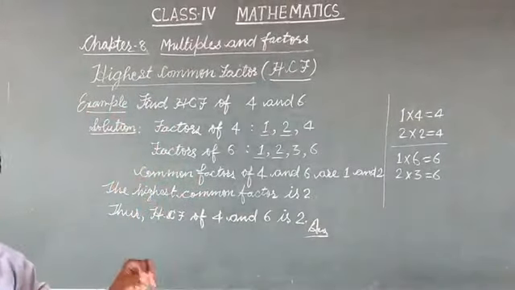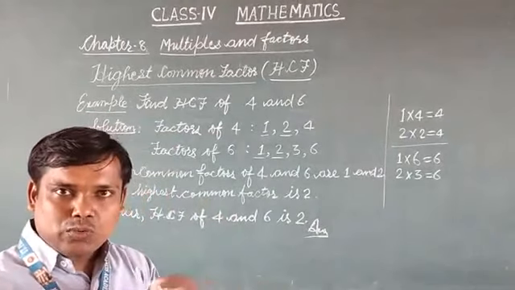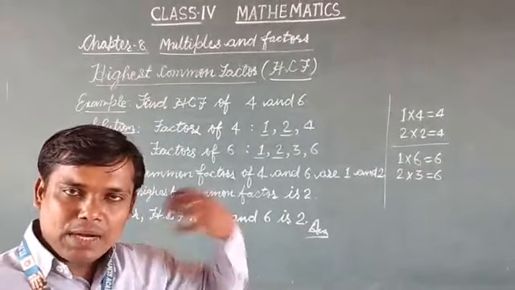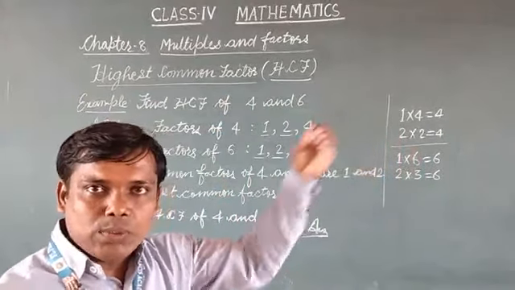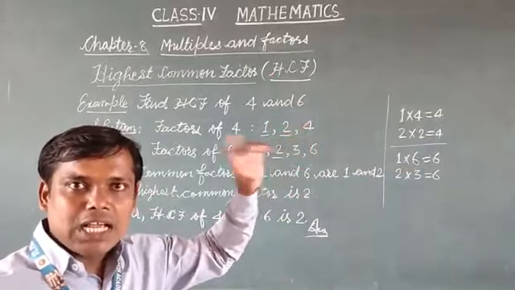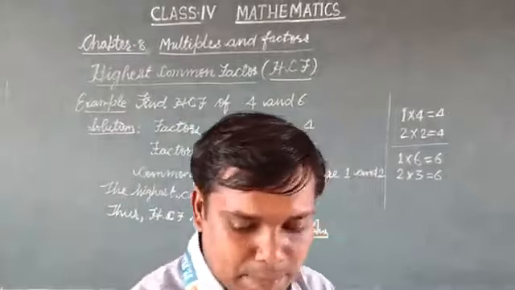So this method we call the highest common factor method. In this method we write the factors of the given numbers. Among factors we select the common factors, and among common factors we write the highest factor which is common in the given numbers, and that is the HCF of the given numbers. Take another example.